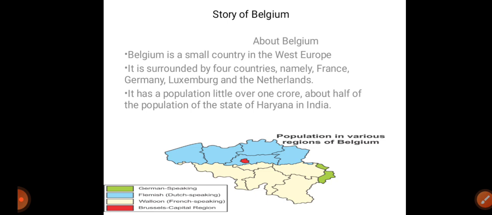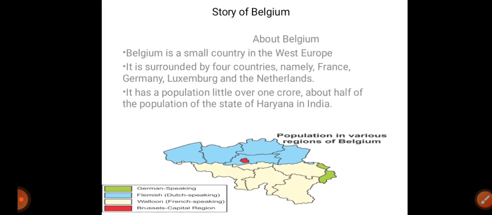From this map of Belgium, we can see the blue color implies the Flemish region and the light yellow color implies the Wallonia region, and this green color symbolizes not exactly a region but basically where the German inhabitants are. Later, in the next slide, we will come to understand in detail. Clear?